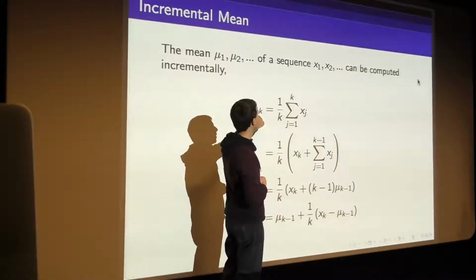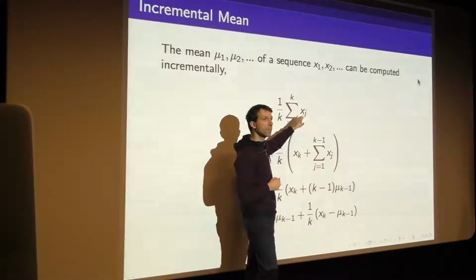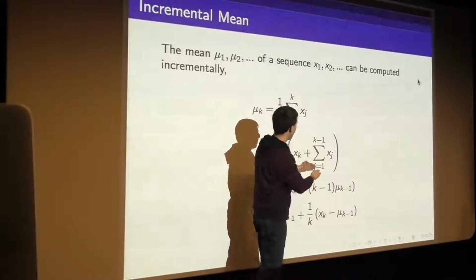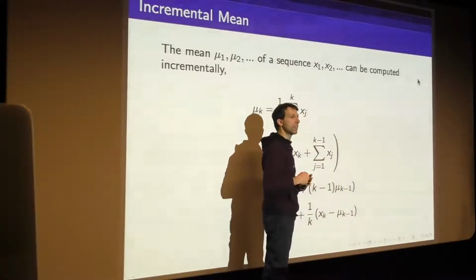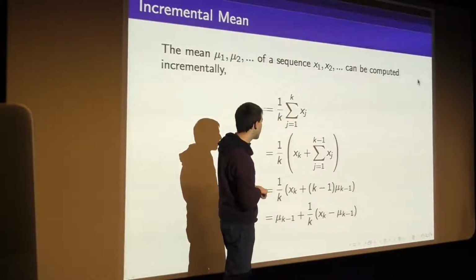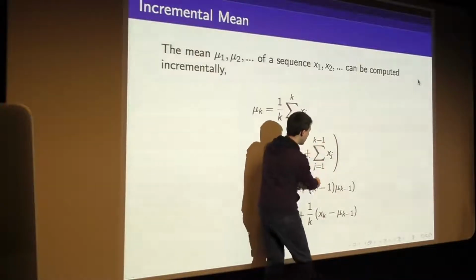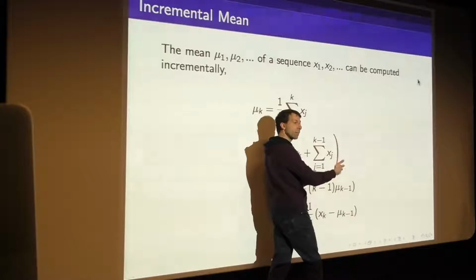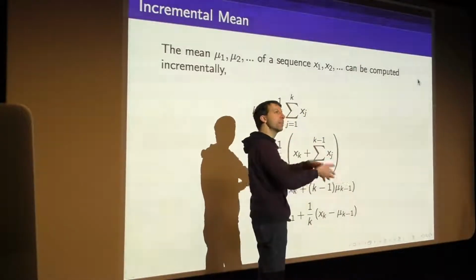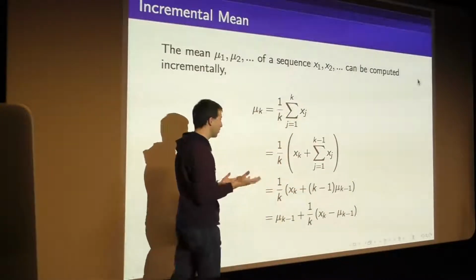Very briefly, if the mean of k elements is just 1 over k of the sum of those elements, we can split this sum out into a sum up to k minus 1, the previous k minus 1 elements, plus the kth element. Then we observe that this sum is k minus 1 times the mean up to k minus 1. So you can take your previous mean, multiply it by k minus 1, add on your new element, and divide by k again. That gives you your new mean.